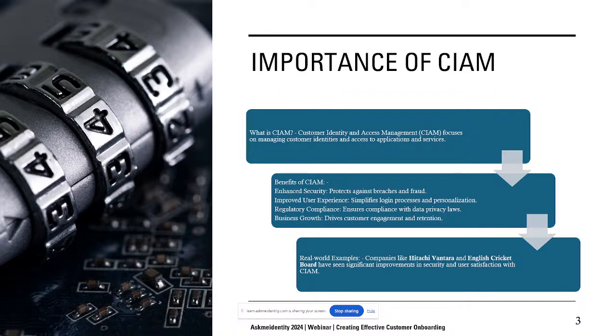Business growth. So with a better CIAM, we would be able to drive better user growth. Users would have a good experience when they're visiting our application and navigating through, right? And it helps the business convert those customers into sales. A real world example of this can be two companies like Hitachi Vantara and the English Cricket Board, ECB, right, which have used customer identity access management with Okta, and they have achieved a good number of successes in their customer journey.